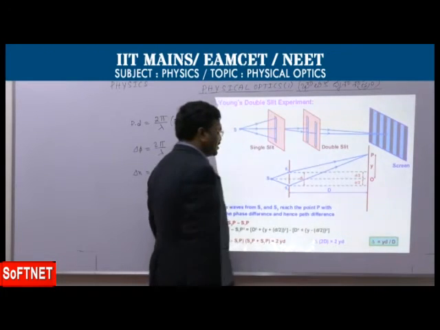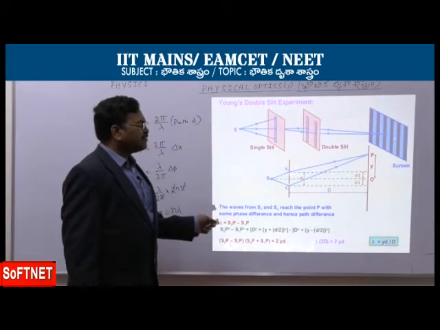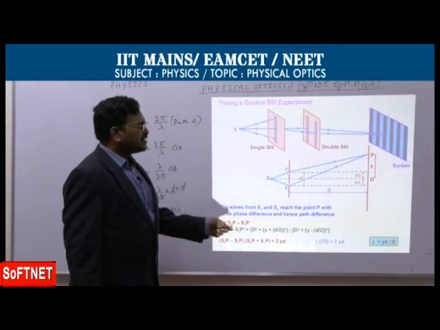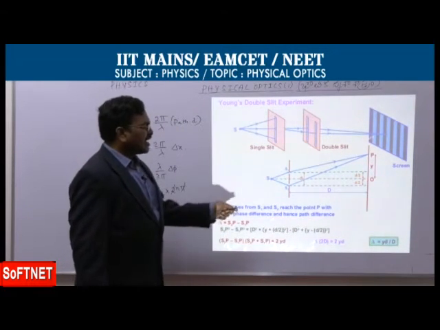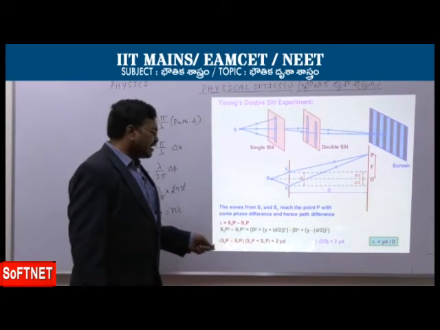So y plus d by 2, y plus d by 2 whole square, minus S1P. S1P how much again? Here d square. Base is the same. Here height becomes what? Y minus d by 2 whole square.